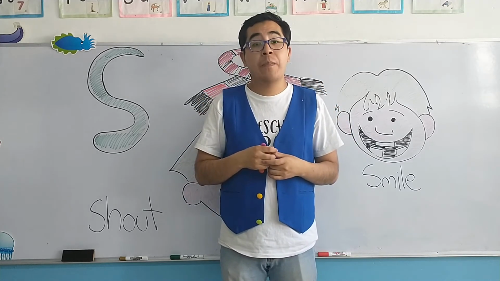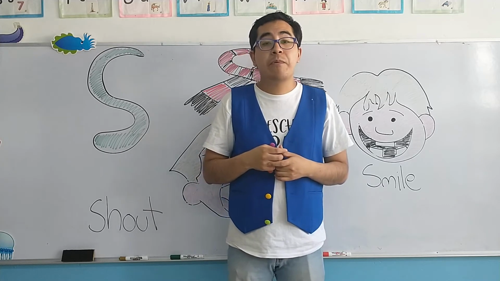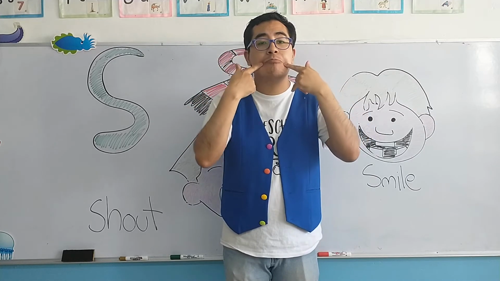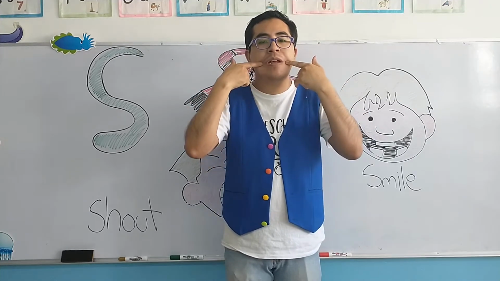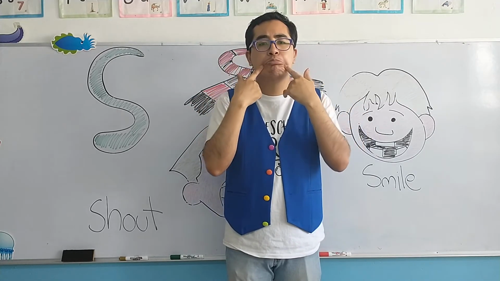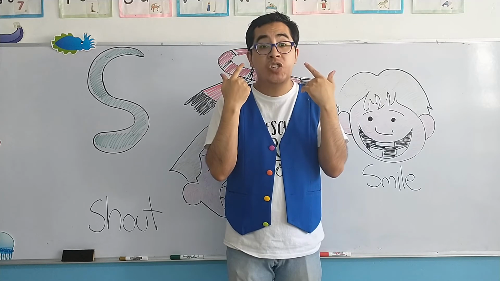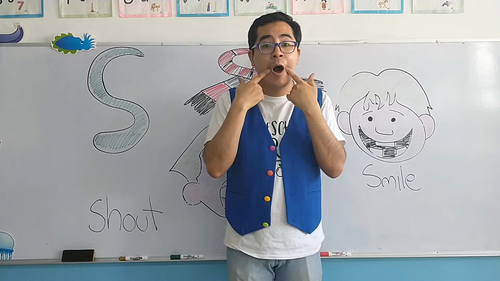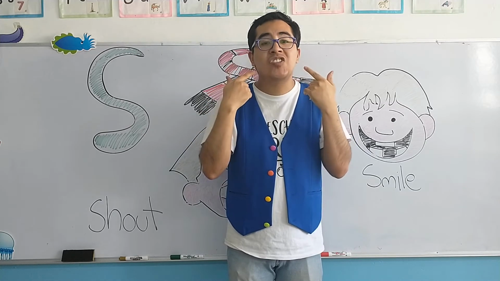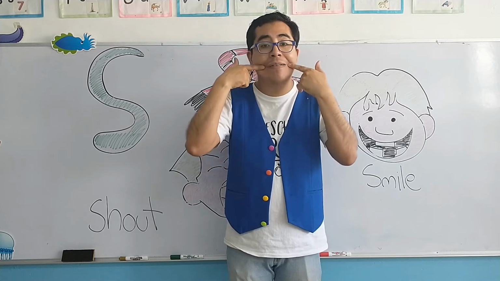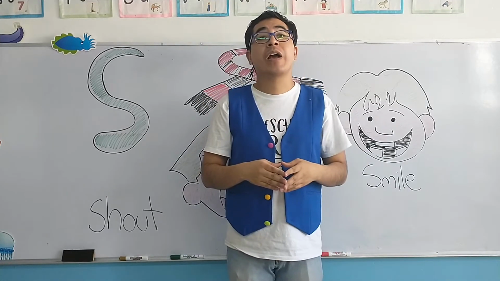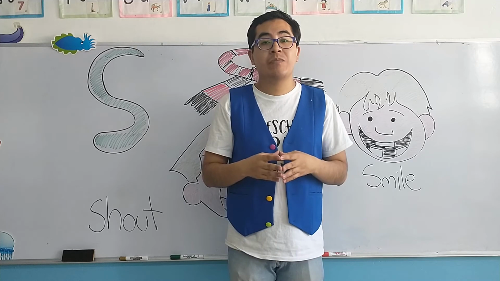We are happy. Now, what happens if our mouth, we put it upside down? ¿Qué pasa si ahora nuestra boca la ponemos hacia abajo? We are sad. But if we put our mouth up, we are smiling. Now, this is a smile, una sonrisa. And that indicates that we are happy. Eso quiere decir que estamos felices.